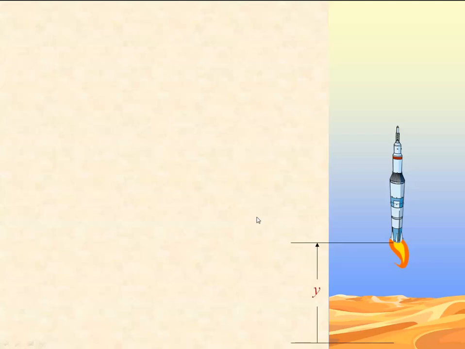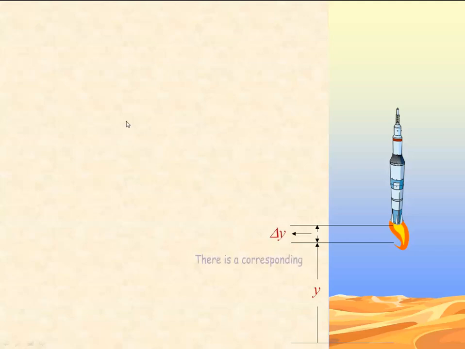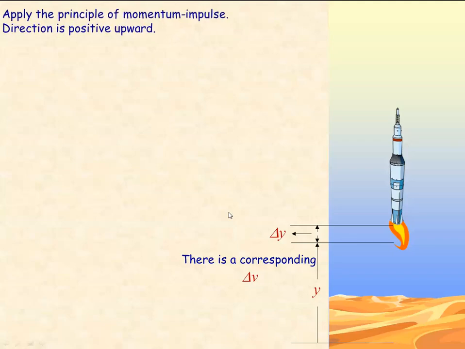We're going to look at it in general at its position, and then we're going to let it go a little delta Y of further motion, and that's our delta Y there. There is a corresponding delta V that takes place with this delta Y. So we're going to apply the principle of impulse and momentum. Direction is positive upward. So we start by taking a look at the rocket when it's right here and talk about what its momentum is then.